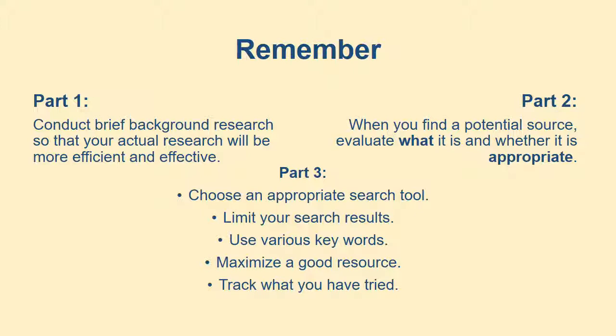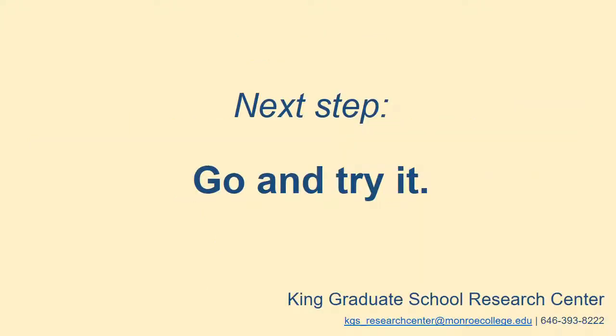Finally, just keep track of what you've tried as you're going through the research process. You don't want to do the same thing over and over again. So maybe you have an excellent memory, but if, like me, you don't have an excellent memory, just keep track of what you've done so that when you continue with your research, you're trying new things. Okay, the next step is go and try it. Just like everything, you really just have to give it a try and see what you find and revise your technique as we've discussed and try again.